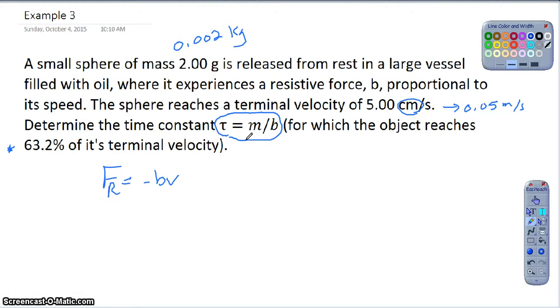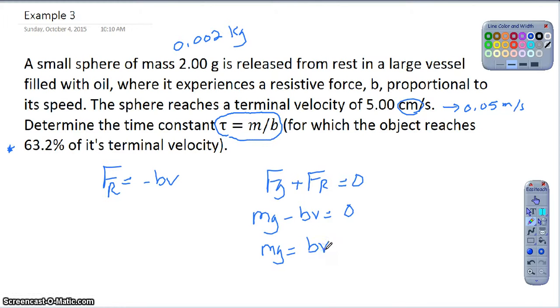So in order to do that, I just have to take advantage of my key relationship here. Well, my key relationship is the fact that the terminal velocity happens when the force of gravity is equal and opposite to my resistive force. Or in other words, when my force of gravity plus my resistive force equals 0. So mass times gravity minus bv equals 0, then mass times gravity equals bv, right? And so I can rearrange this to solve for whatever I need to solve for.